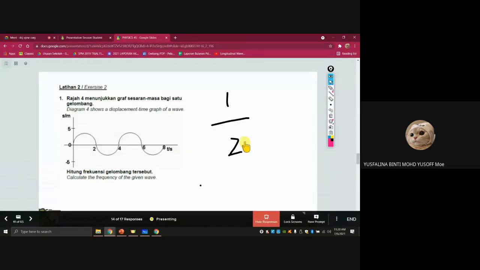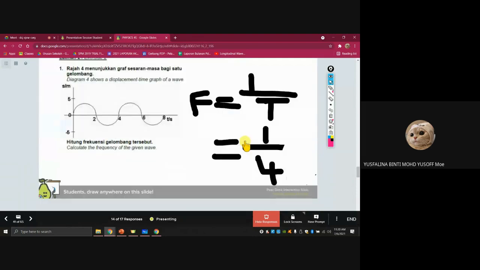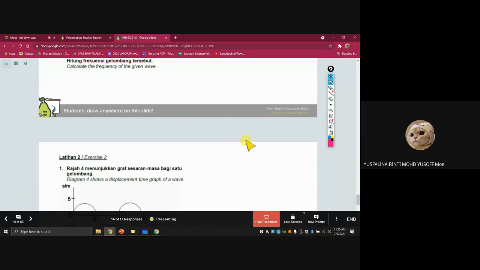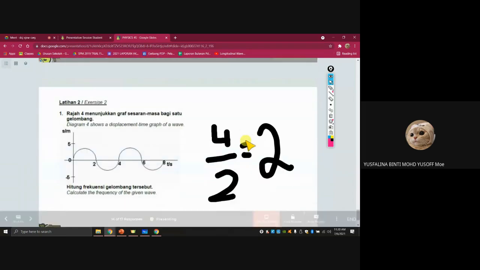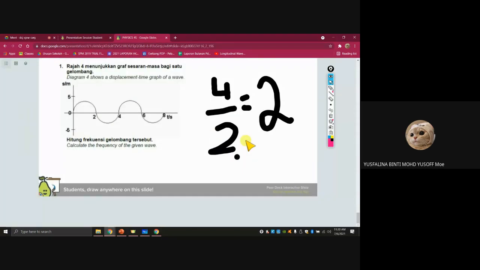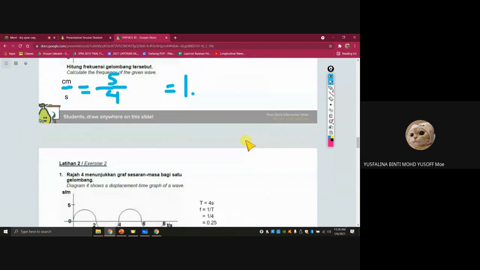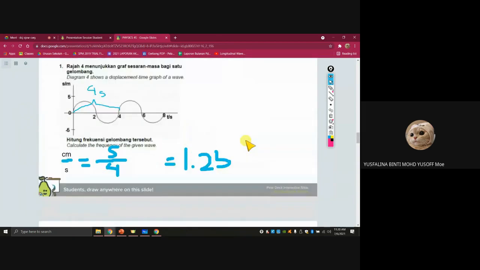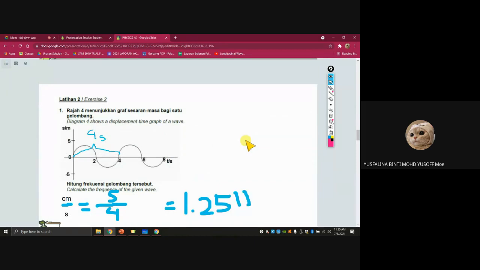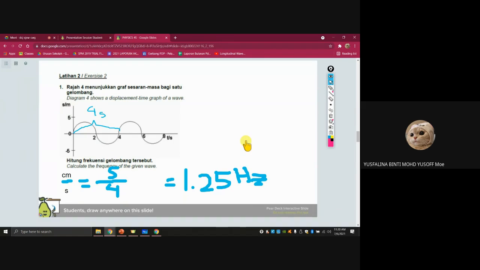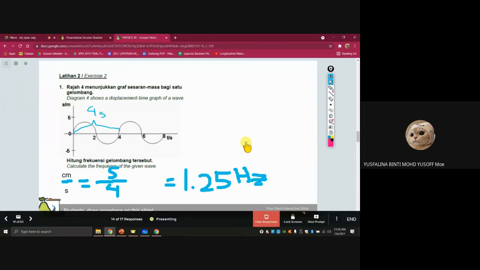1 over 2. 1 over, okay. Please don't leave your answer in fraction. No answer in fraction. 4 divide by 2. Okay, good. 5 divide by 4. Why 5 divide by 4?